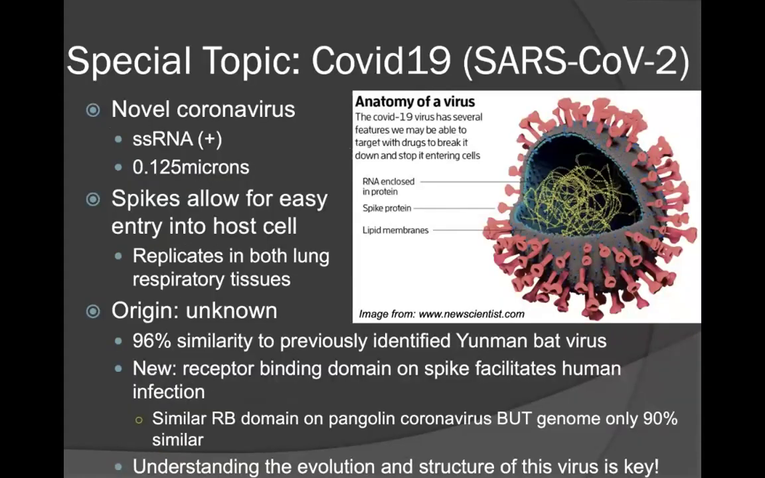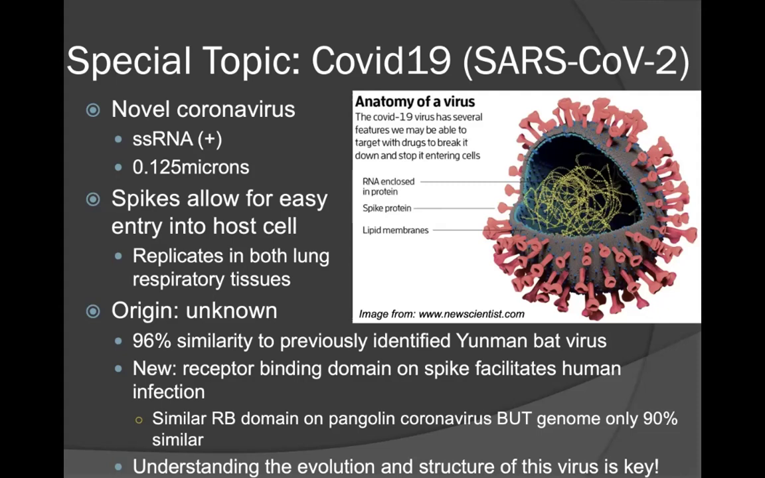This now brings us to the last topic of this course, one that we have all been dealing with over the last few months, COVID-19, also known as SARS-CoV-2. This is termed a novel coronavirus because it is a new type of virus within the coronavirus family. It is considered to be a positive single-stranded RNA-based virus. The average size is about 0.125 microns.